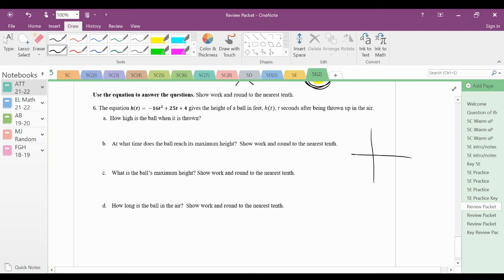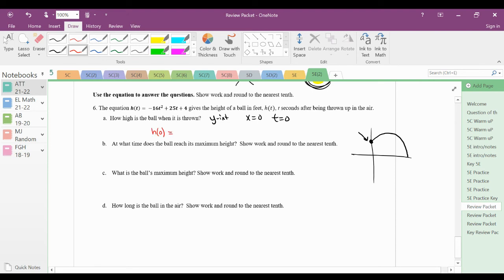So I'm just going to kind of graph what could be sort of the flight of our ball here. And how high is the ball when it's thrown? Well, I'm worried about the y-intercept here. And up above, for the y-intercept, we said you want to let x equal 0, or in our case, t equal 0, right? Because the time is 0 seconds. So I'm going to plug that in. H evaluated at 0, right?